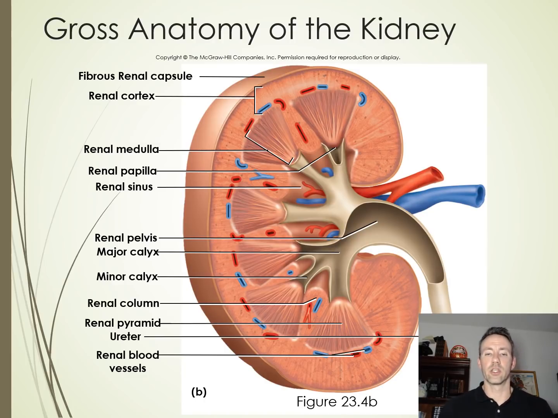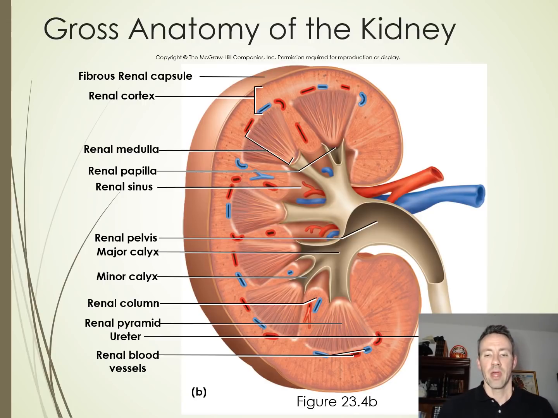A couple of things to note here on the cartoon is that in between each one of these pyramids is called a renal column. So that's another term here. In that renal column, you're going to see things like blood vessels traversing it. So it's an important structure to get the blood vessels up towards the cortex. So the blood vessels won't technically travel through the pyramids, but through those columns.